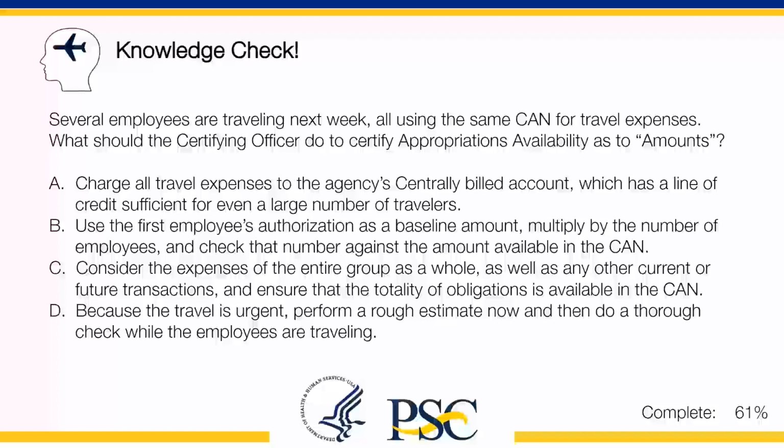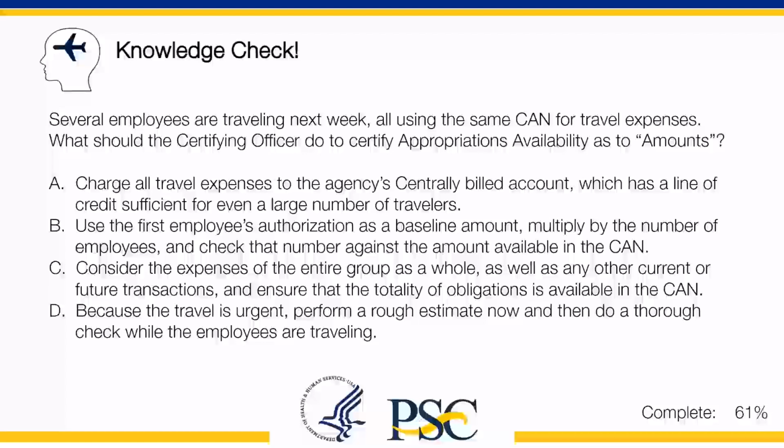What should the certifying officer do to certify appropriations availability as to amounts? A. Charge all travel expenses to the agency's centrally billed account, which has a line of credit sufficient for even a large number of travelers. B. Use the first employee's authorization as a baseline amount, multiply by the number of employees, and check that number against the amount available in the CAN.